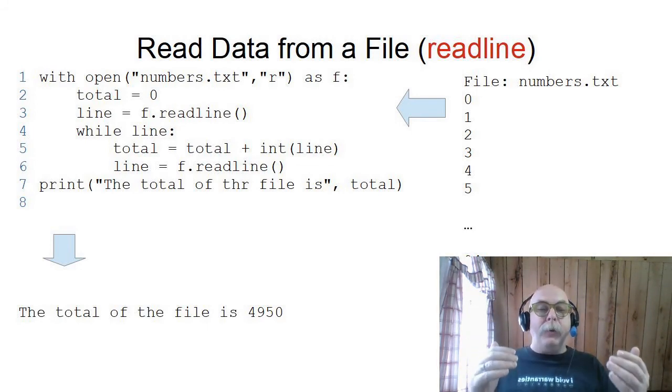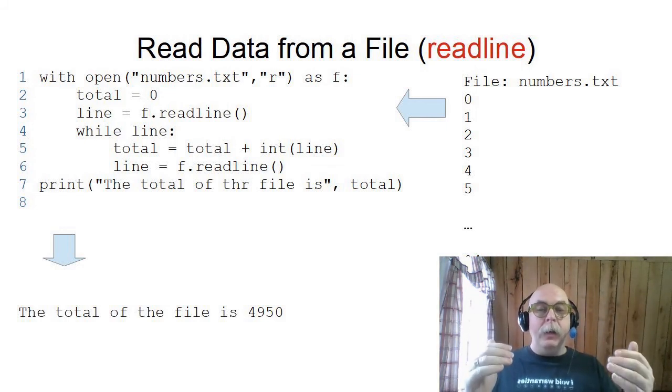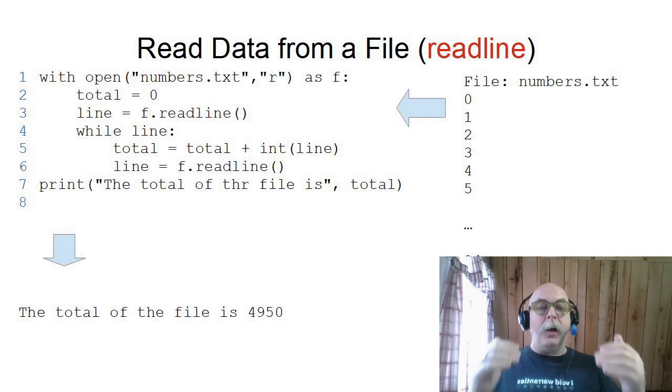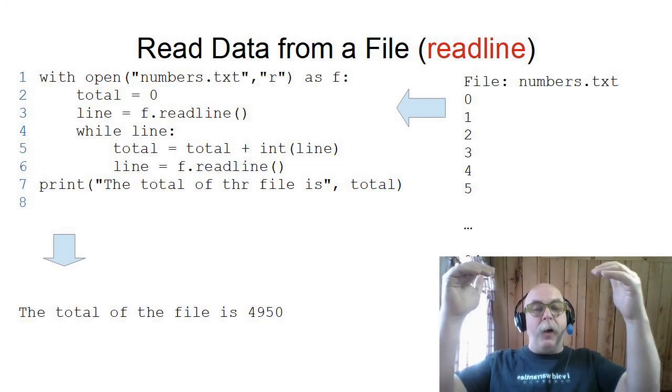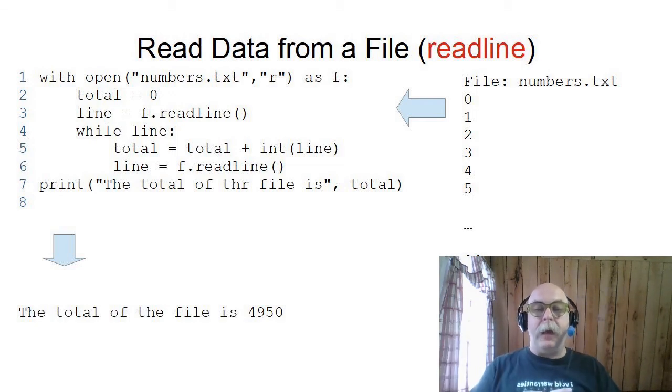So on line 6, I would read 1, jump back up to the while. Yes, it's true. Keep going. Read the next line. But when I get to the end, when line is 99, I then read the next line and it says, no line here to read. We're done. So line would be equal to false. Jumps back up to the while, false. It says, nope, I'm out of here. Pops back out to line 7, closes the file as we leave the context manager, and prints the same total of 4,950 for the numbers.txt that we wrote out in the first sample program.